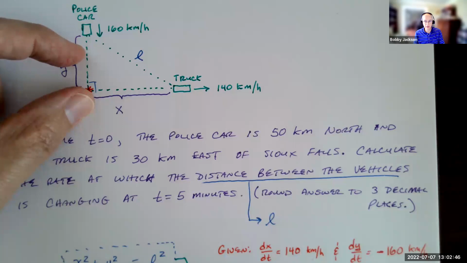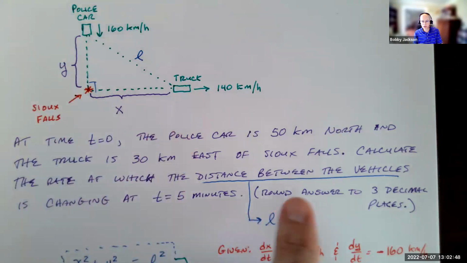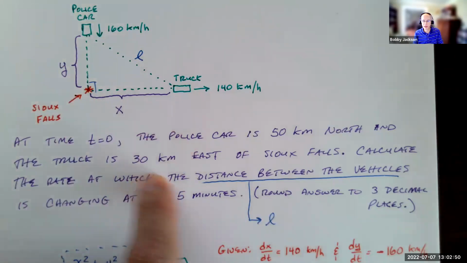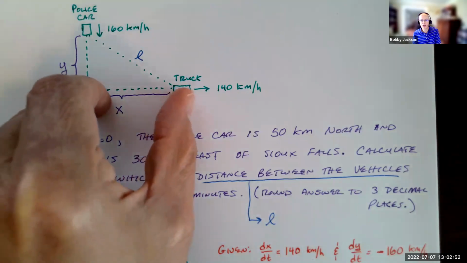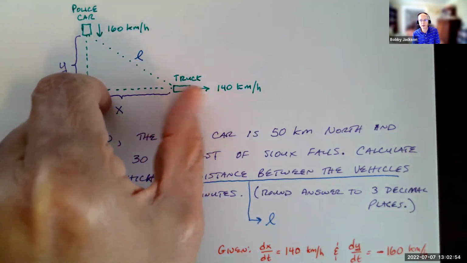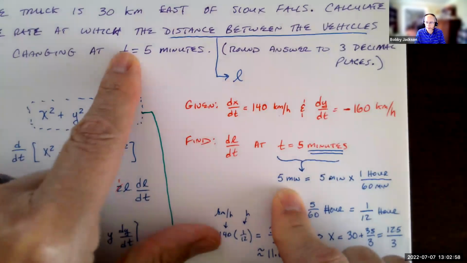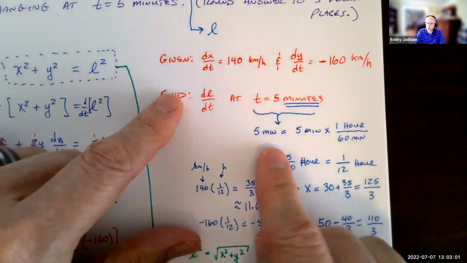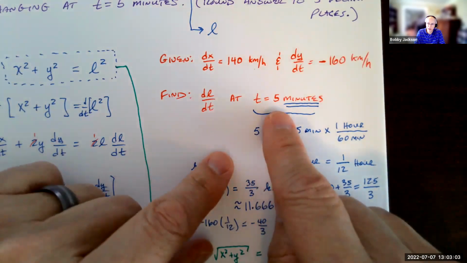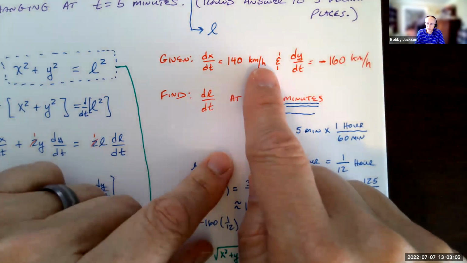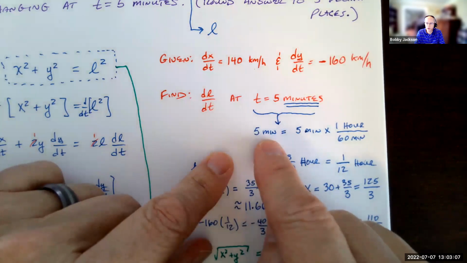Right? So it's going to be less than 50 kilometers. X initially is 30 kilometers east at time 0. And then notice that at time 5, a little bit later, it's going to be a little bit more than 30 kilometers. So what I did here is, first of all, notice we're given time in minutes and rates in kilometers per hour. You have to have consistent units.